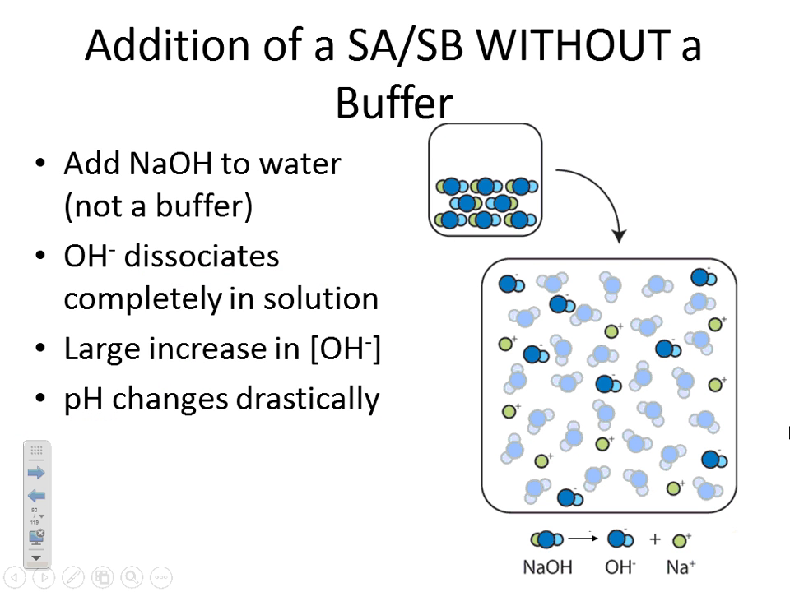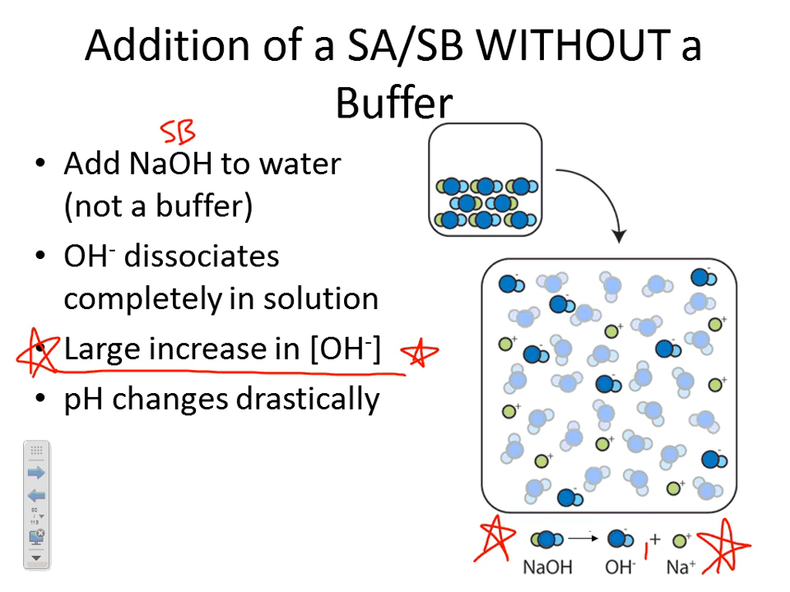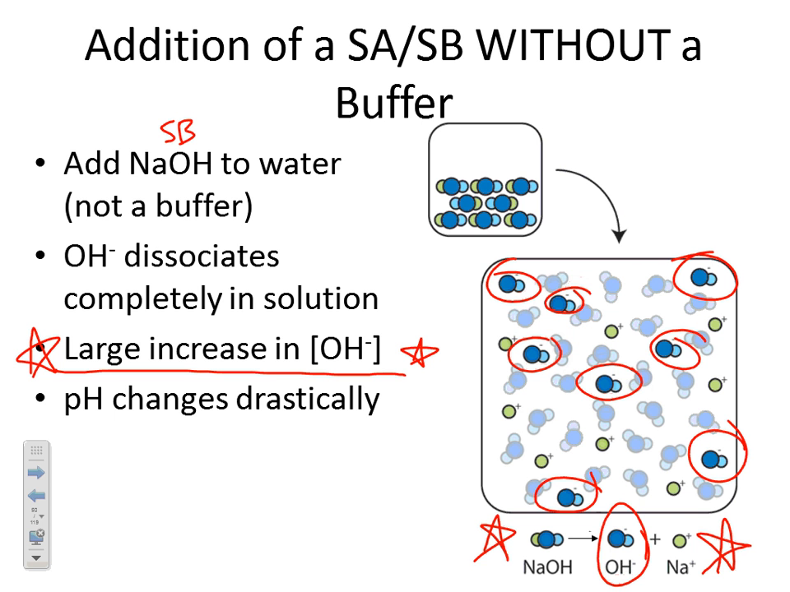Let's consider adding a strong base to water, which again is not a buffer. So we have a strong base. So again, this is 100% complete dissociation. All of the sodium hydroxide is going to dissociate. So we get a huge increase in the hydroxide concentration, right? Lots more of this. We've got it here, here, here, here, all over the place. Look at all those hydroxides, right? A huge increase in the amount of hydroxide ion.